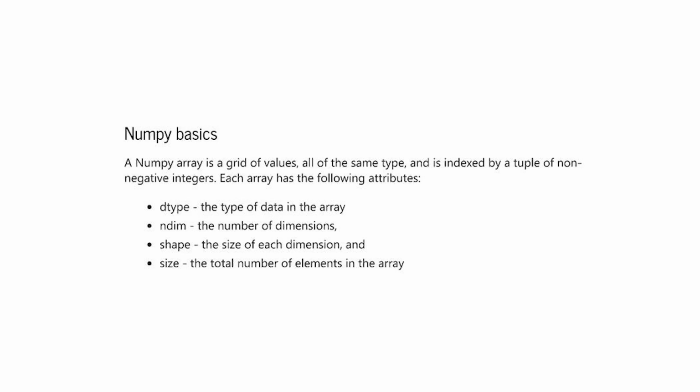So a NumPy array has four attributes. dtype, which is the type of the data in the array, whether it's a string or an integer. ndim, which is the number of dimensions. shape, which is the size of each dimension of the array. And size, which is the total number of elements in the array.